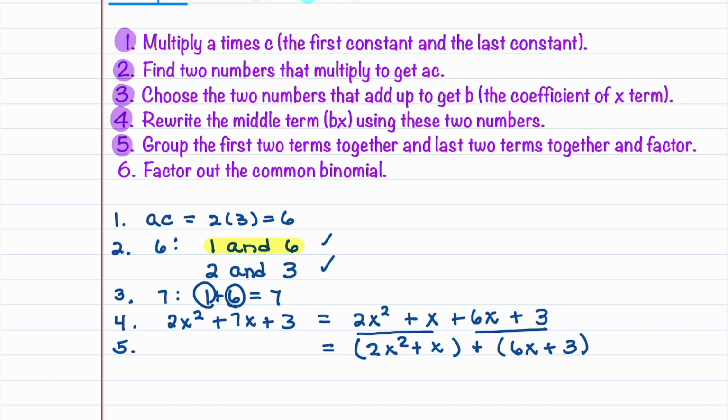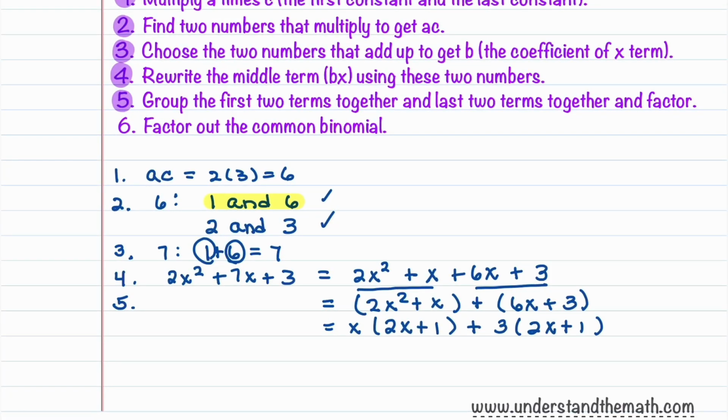Now we're going to factor. If we look at the first group, we can see that there's an x common to both terms, so we can pull that out. And then we're left with a 2x plus 1. And then when we look at our second group, we can see that there is a 3 common to that. So we'll pull the 3 out and write that as 2x plus 1.